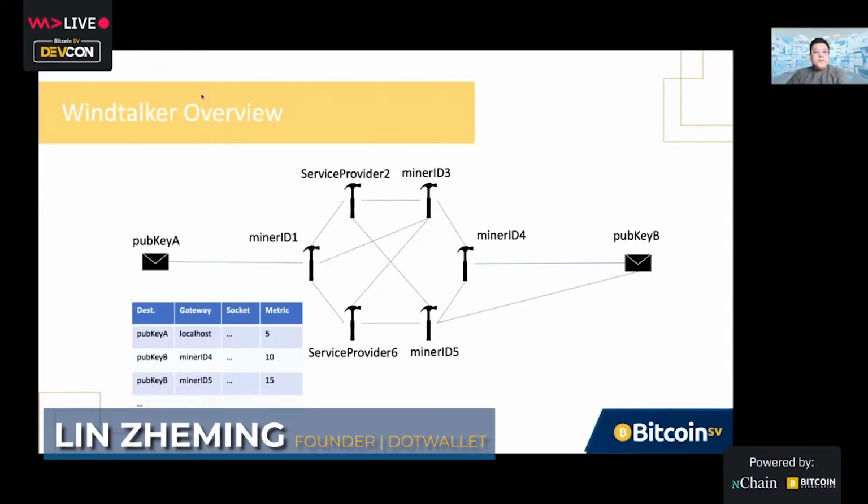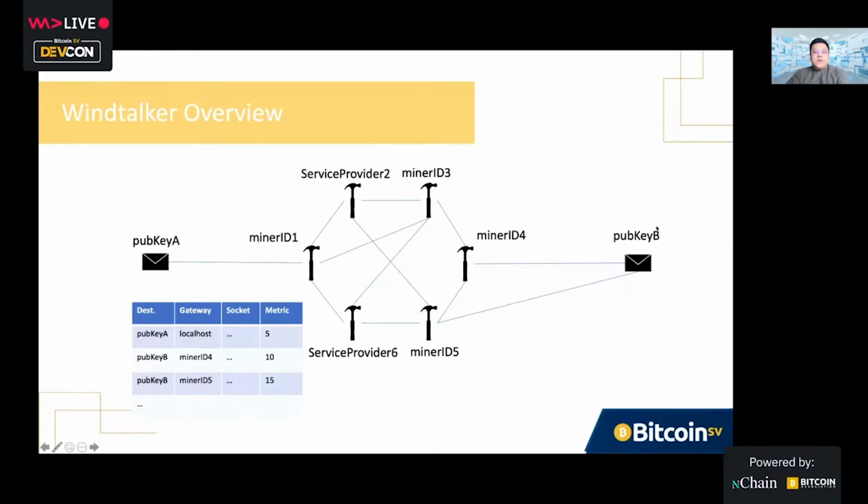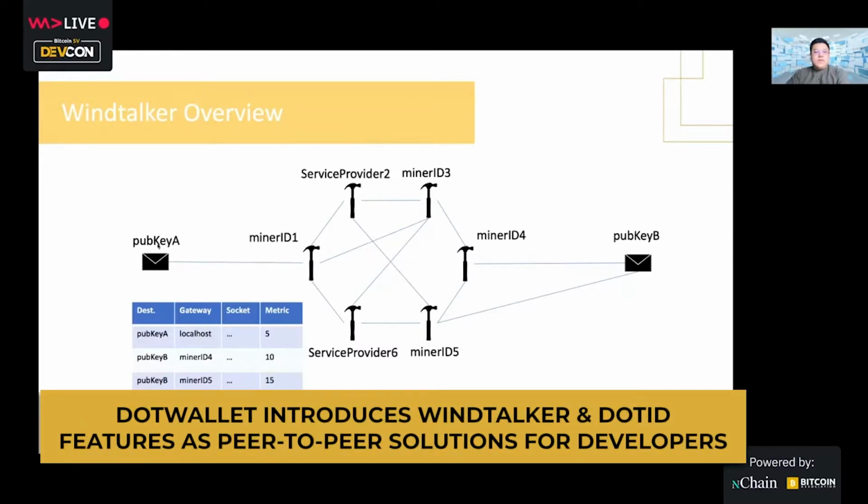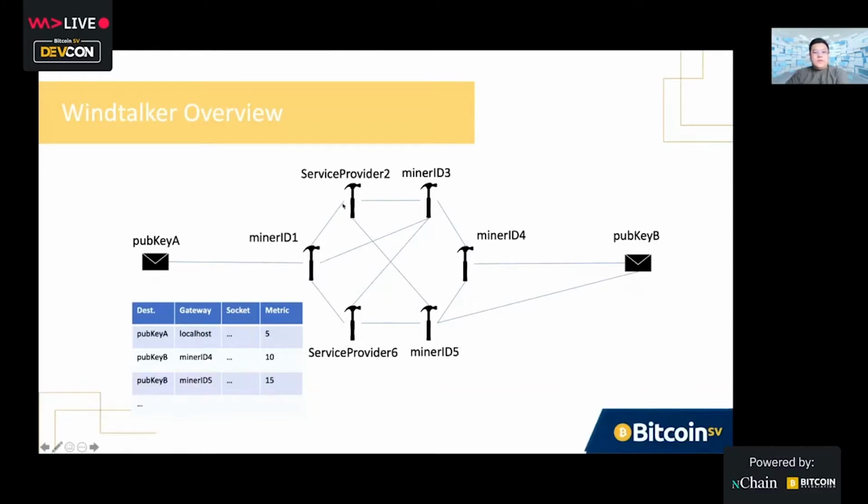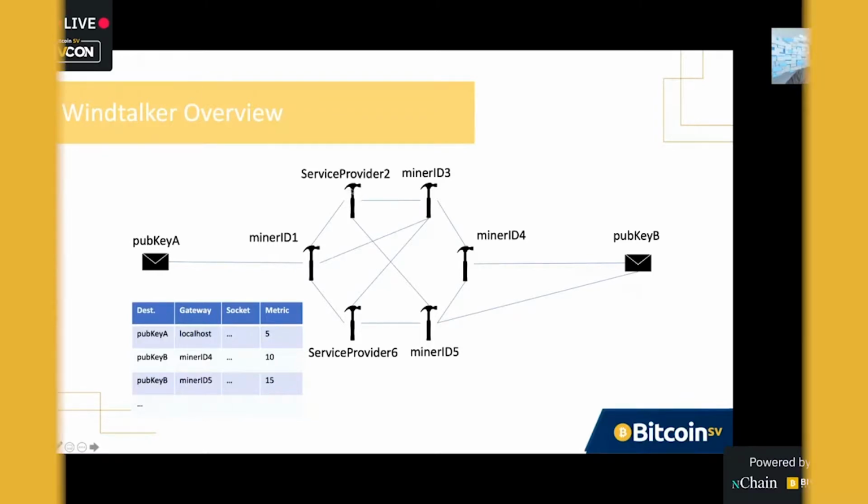When the sender, which holds the public key A, needs to send their message to public key B, then public key A, the sender, will query the service provider, which might be a miner using their miner ID, or they may be service providers. They have their non-public keys.